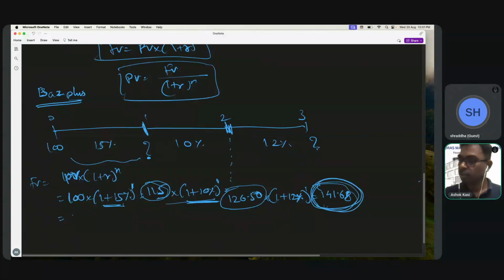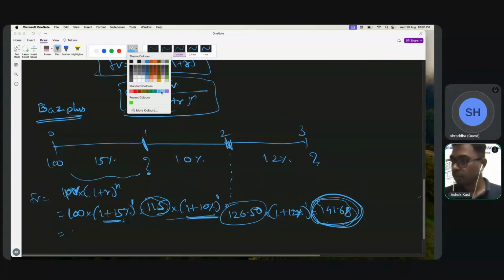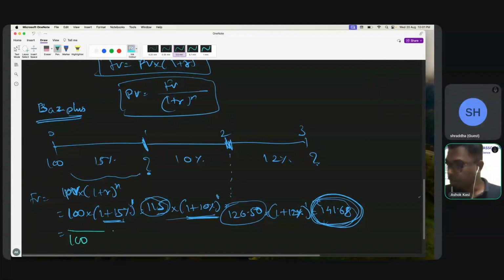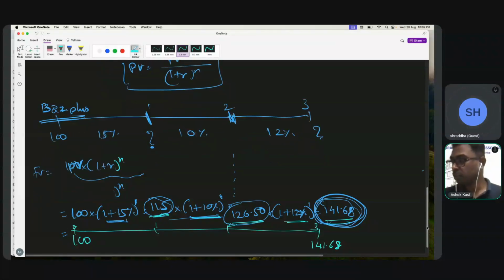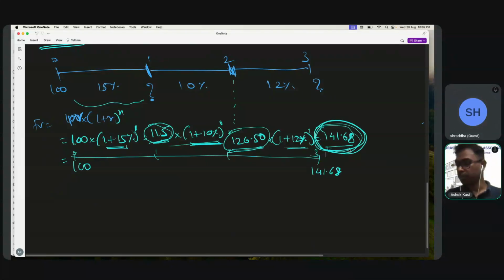Is this okay? So 100 you have invested today, in 3 years it is reaching 141.68. Now your mind should imagine all these things. You are investing 100 rupees. First year it grew at the rate of 15 percentage, so it became 115. Then again imagine yourself reinvesting for 10 percentage, and then it became 126.50. Then again you reinvested, that time it grew at 12 percentage, and you got finally at the end of the third year 141.68 rupees. So it is as good as today you invested, and after 3 years you are reaping 141.68.